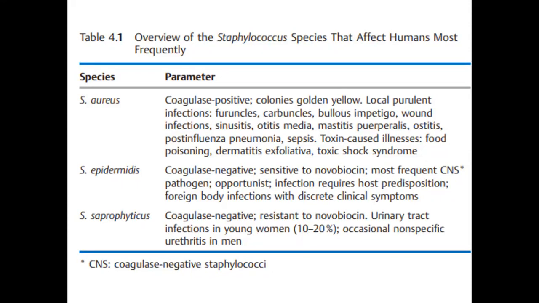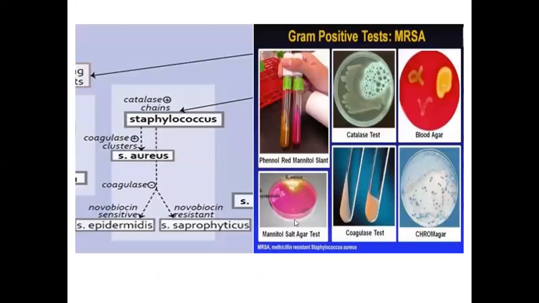Okay, here you can see the diagnostic features and differences between the main species of Staphylococcus. Here you can see how to differentiate a Staphylococcus in a bacteriological cultural method. So pathogenic Staphylococcus aureus has a positive reaction with catalase.